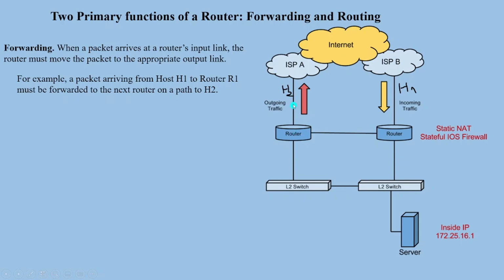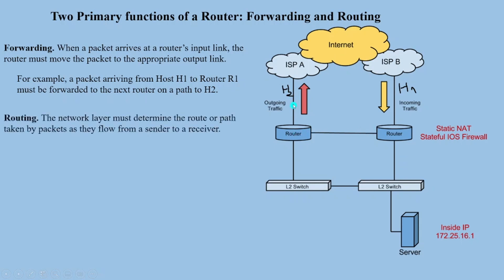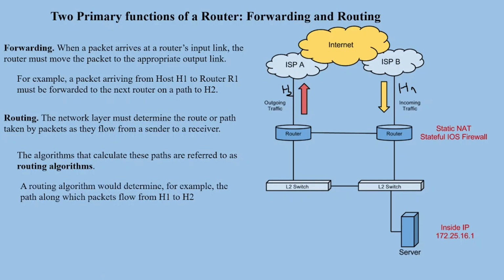So routing is another concept, which is the network layer must determine the route or path taken by packets as they flow from a sender to a receiver. So the algorithms that calculate these paths are referred to as routing algorithms. A routing algorithm would determine, for example, the path along which packets flow from H1 to H2.